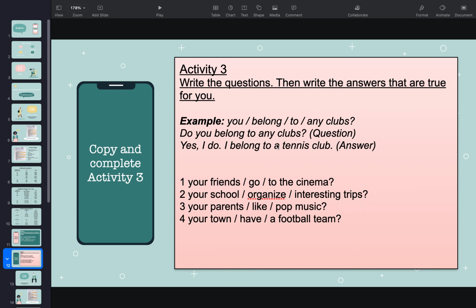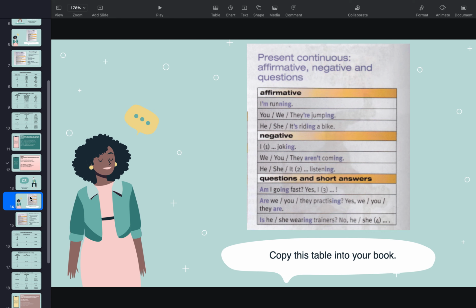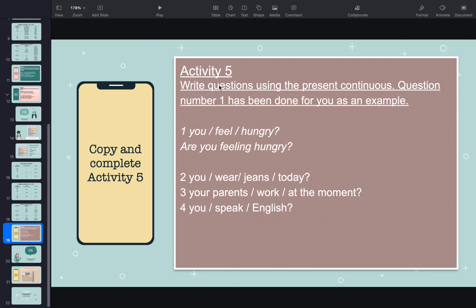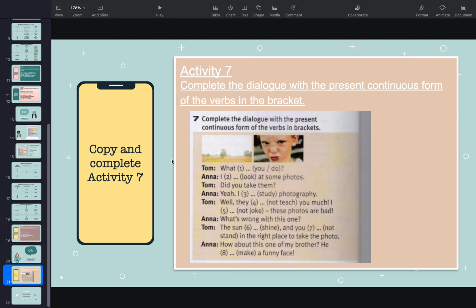And then activity 3, copy everything and do it. And then your next task is copy this table. Fill in the blanks. And then, what do you need to do? Do activity 5. Write questions using present continuous. And then you will do activity 7. Complete the dialogue with the present continuous form of the verbs in the bracket. Okay, lengkapkan dialog ni dengan present continuous dalam kurungan.